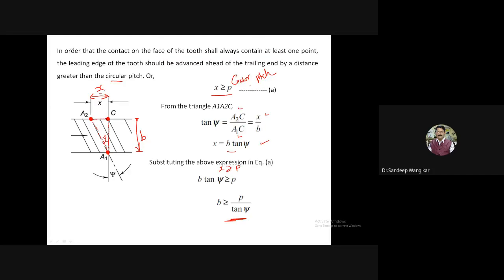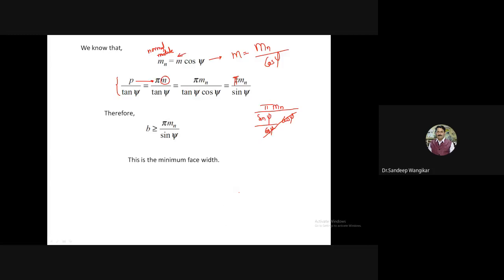So I will substitute that expression here. b should be greater than or equal to, instead of p divided by tan psi, pi mn divided by sin psi. So this is the minimum face width required. Okay, so if your face width is this much, no problem.